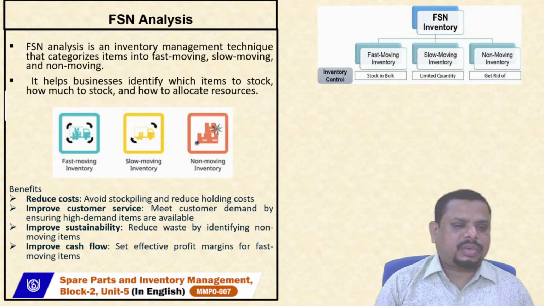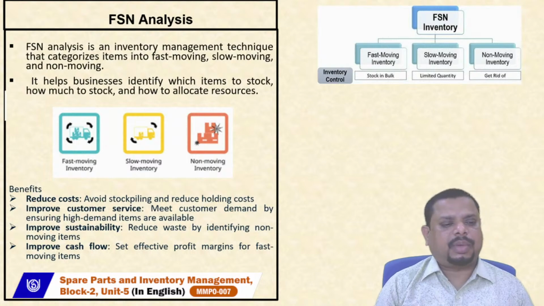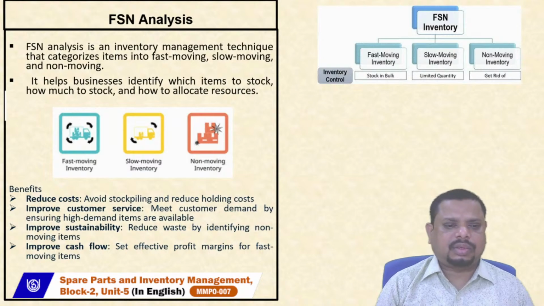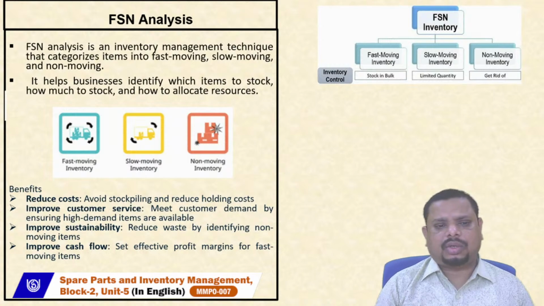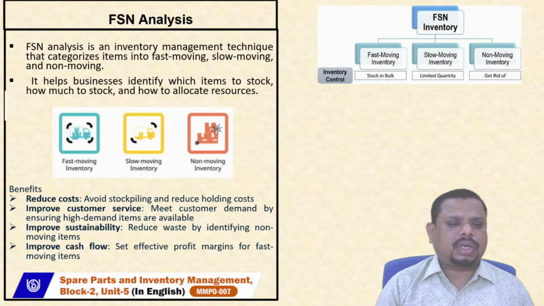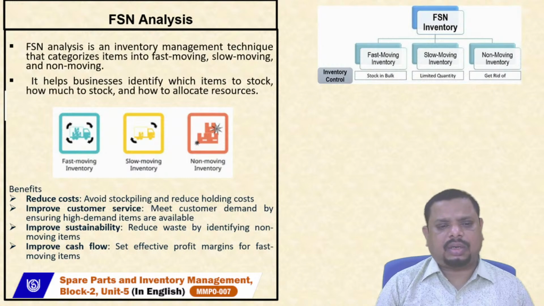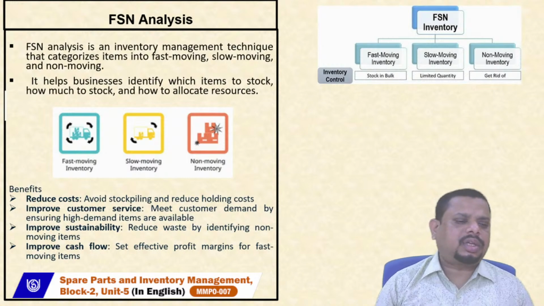The next one is improving customer service: meet customer demand by ensuring high demand items are available. Whenever a customer needs an item and you provide it, for example, fast moving items in a grocery shop are commodity items. If you go for slow moving items, for example salt in a grocery shop, it is a slow moving item. And non-moving items are those needed once in a year or once in a month. The third one is improving sustainability.